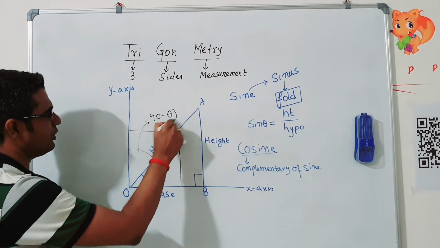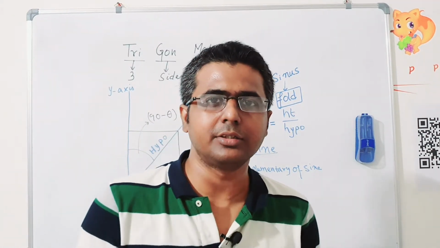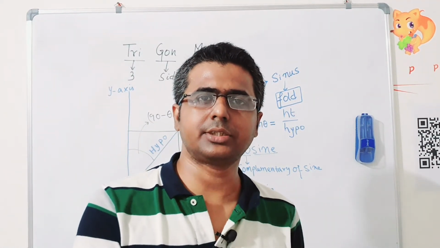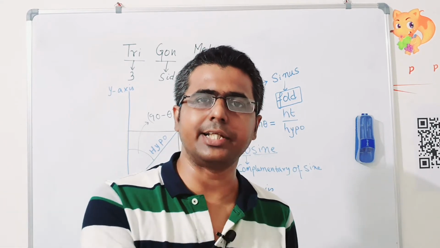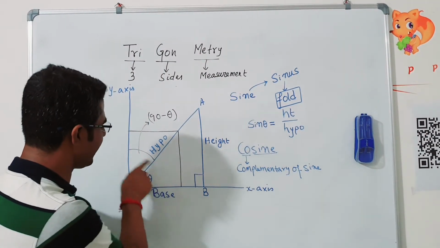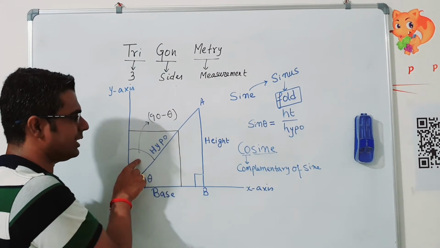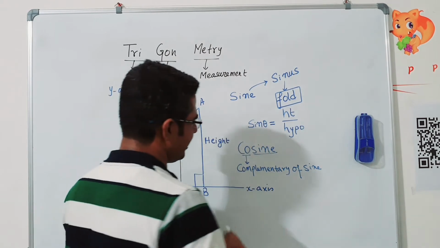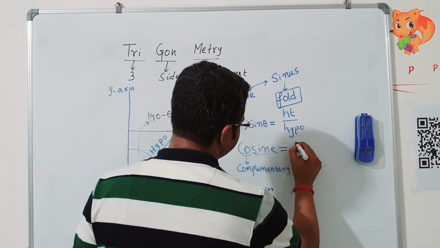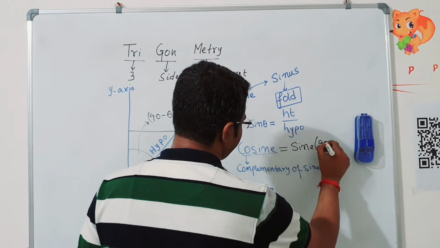So when we are asked to calculate complementary angles, what did we do? We used to just subtract that angle from 90 degrees and find the complementary angle. So this is the complementary angle of this theta. Clear? Cosine is nothing but complementary of sine. So I can write it is complementary of sine: sine of 90 minus theta.